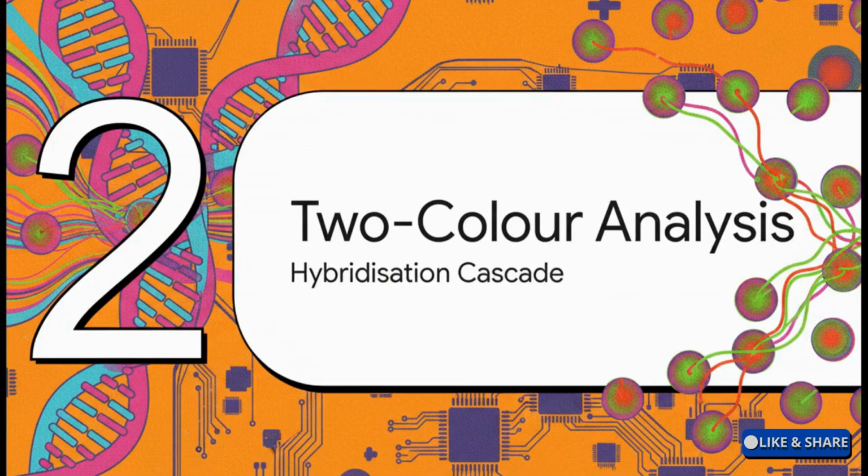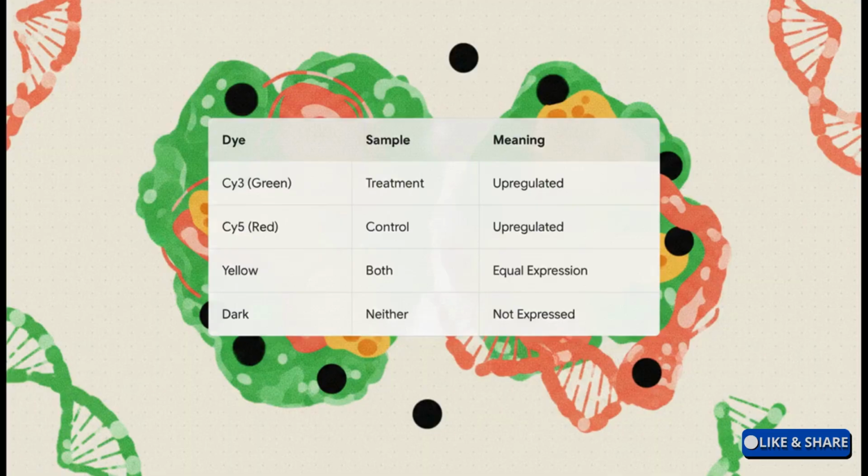Section 2. The two-color hybridization cascade. This brings us to a brilliantly color-coded battle taking place at the microscopic level. In a two-color array, we label our treatment sample with an electric green dye called Cy3. Then, we label our healthy control with a coral red dye called Cy5. As they compete and bind to the chip, the resulting colors tell us everything we need to know.